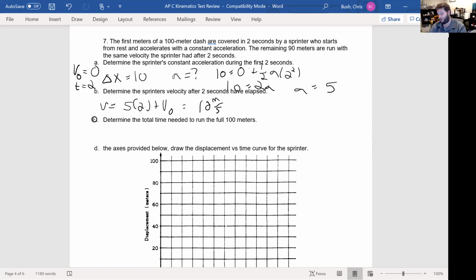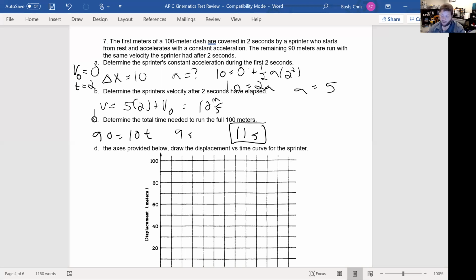Now, the total time needed to run the full 100 meters. So we already know the first 10 meters are run in 2 seconds. The remaining 90 meters are run at a constant velocity. So for that, it's just 90 equals your constant velocity you found in part B times t. It takes you 9 seconds to run the remaining 90 meters, but you ran the first 10 meters in 2 seconds, which gives you a total time of 11 seconds. 9 seconds for the last 90 meters at a constant velocity, plus the 2 seconds it took you to get up to speed.